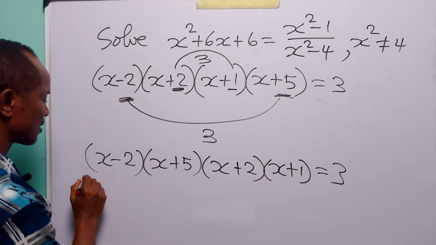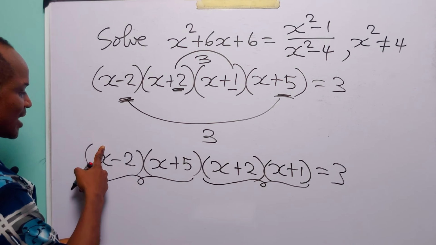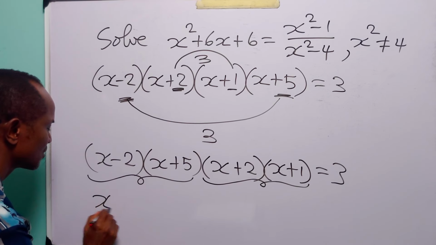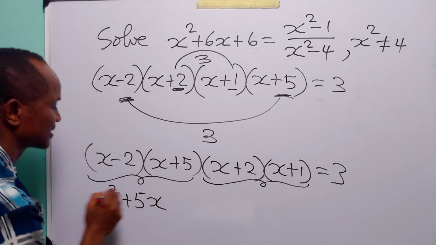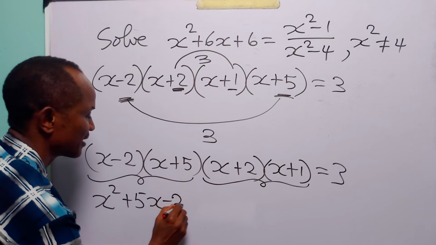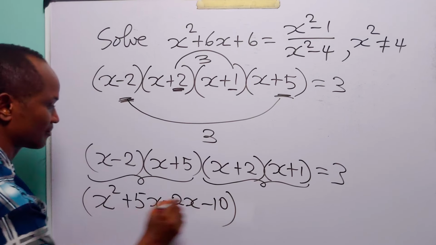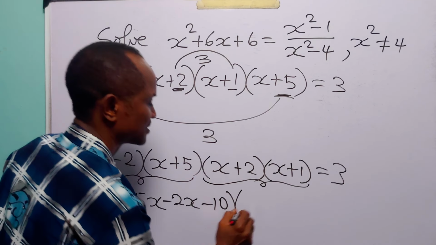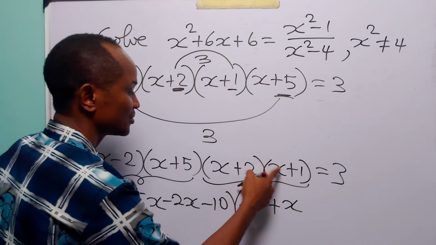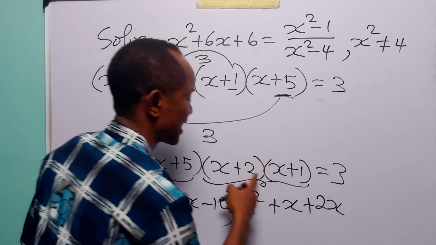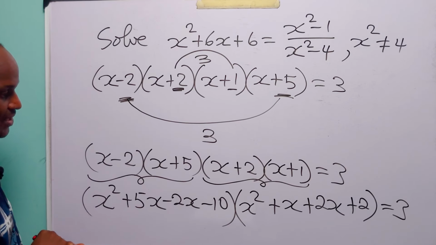Now, what we are going to do is that we will expand these brackets two at a time. Here we have x times x, which of course is equal to x squared. x times 5, which is 5x. Minus 2 times x, that is minus 2x. And minus 2 times 5 is minus 10. Then here we have x times x, which is x squared. x times 1, which is x. 2 times x, which is 2x. And 2 times 1, which is 2. And this is equal to 3.